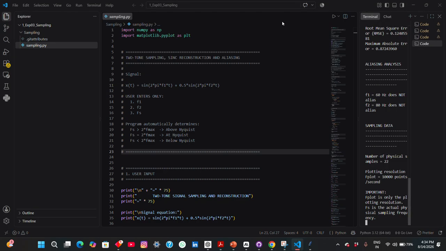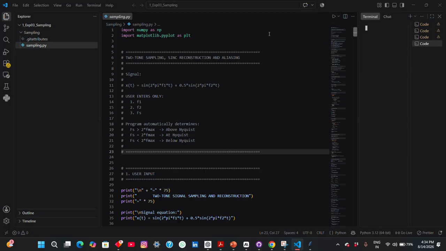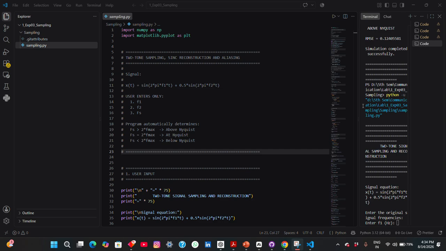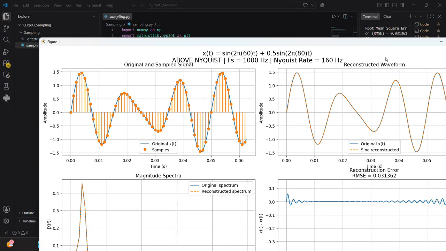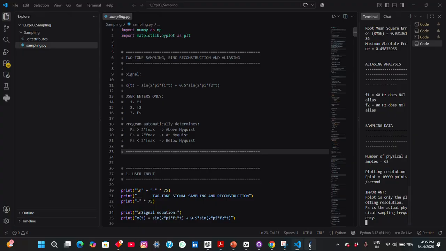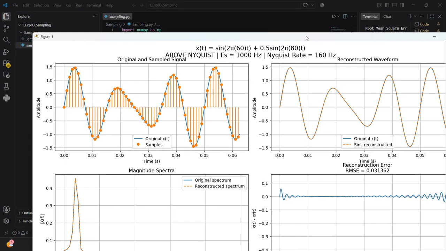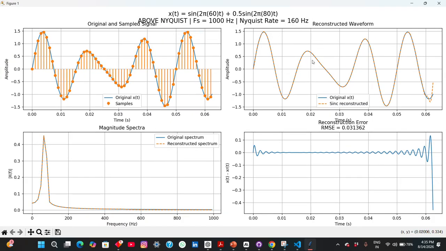Now let's take a very high sampling frequency. We are taking a sampling frequency of 1000 Hz. So this is the output we will get. Here it is very low again. There is no such noise. The magnitude spectrum reconstruction error is very low.